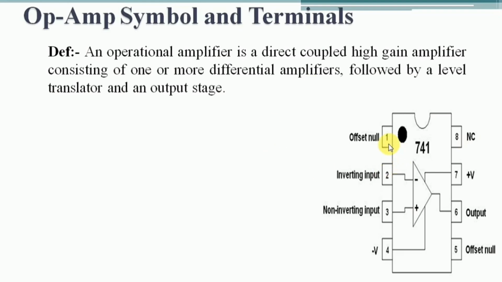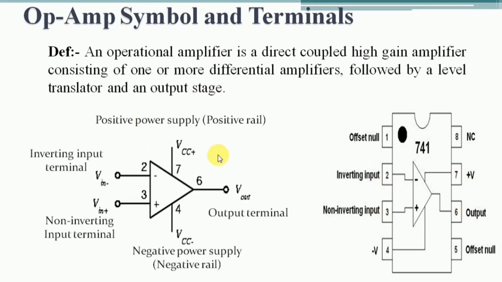Here the first pin is offset null, second pin inverting input terminal, third pin non-inverting input terminal, fourth is the negative power supply voltage, fifth is an offset null, sixth is the output, seventh is the positive power supply voltage, and eighth is no connection. Why we have to use these offset nulls, we are going to see in the upcoming videos. The mostly used common terminals are number 2, 3, 4, 6 and 7. This is the representation of an operational amplifier.